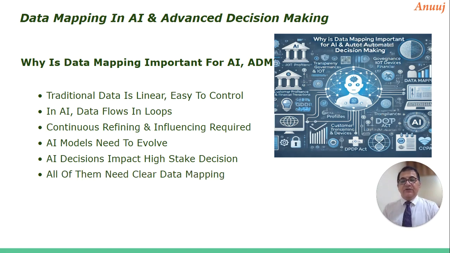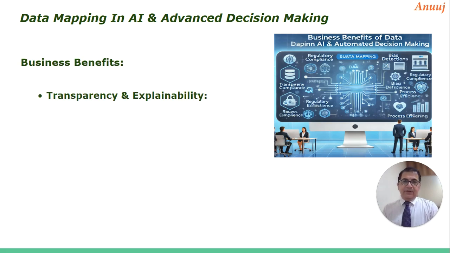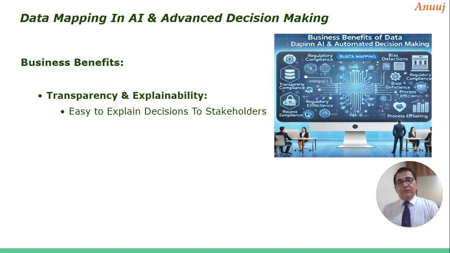So all the above of these things need a proper data mapping. People need to understand the flow and the way the data is being used and handled. The business benefits of mapping AI and ADM with data mapping: transparency and explainability. You are answerable to your regulators, you are answerable to your stakeholders. It cannot be that you say that I have an AI algorithm, so I don't know. Well, the AI algorithm, you should know. So it's important that you explain your decisions using AI algorithms, and you have a clarity on how AI algorithms are mapping the data, how are they processing the data, and that's where data mapping is helping you.